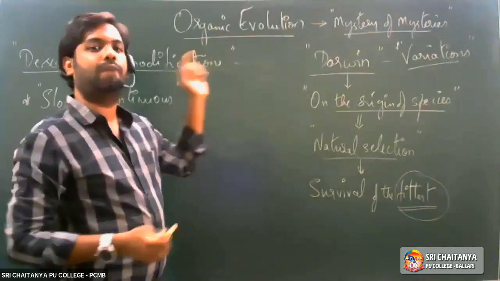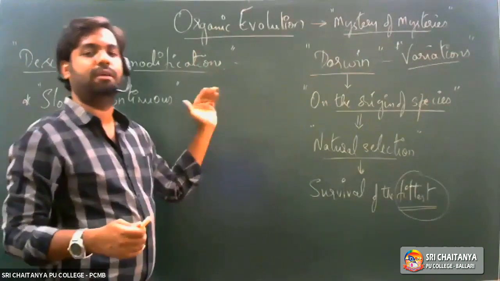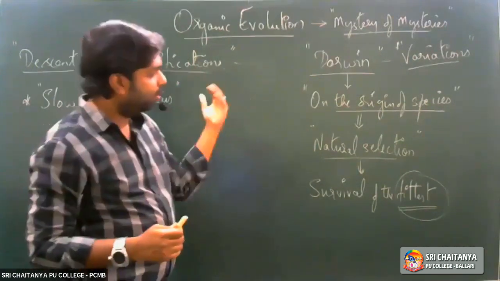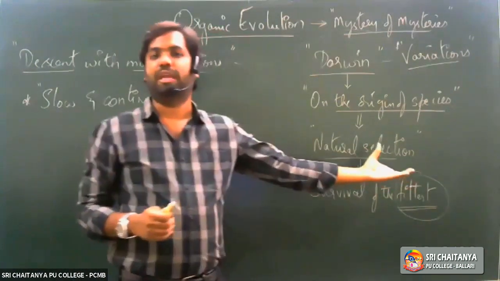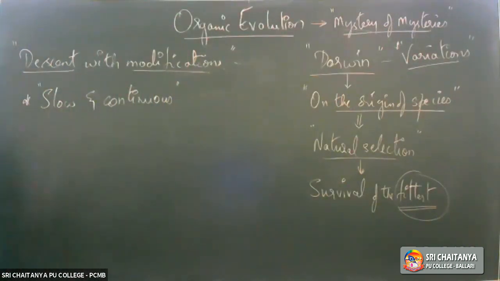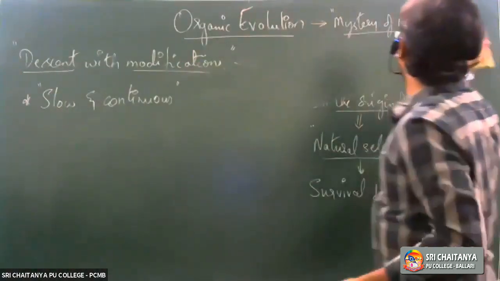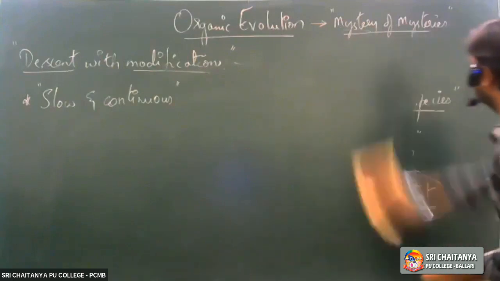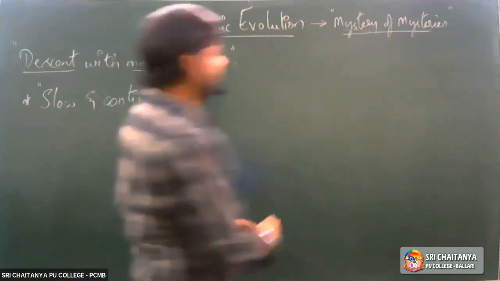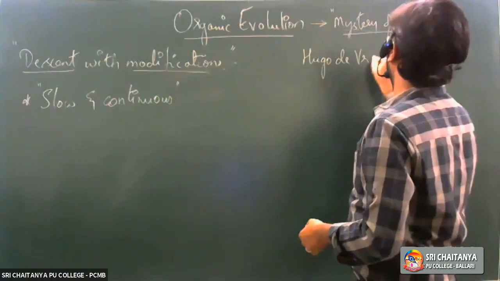So the first work on evolution was done by Lamarck, who came up with the theory of inheritance of acquired characters. Then came Darwin, with his theory of natural selection. Once Darwin spoke about his theory, then came another scientist by the name of Hugo de Vries. I hope all have heard of him. We have recently studied about him.